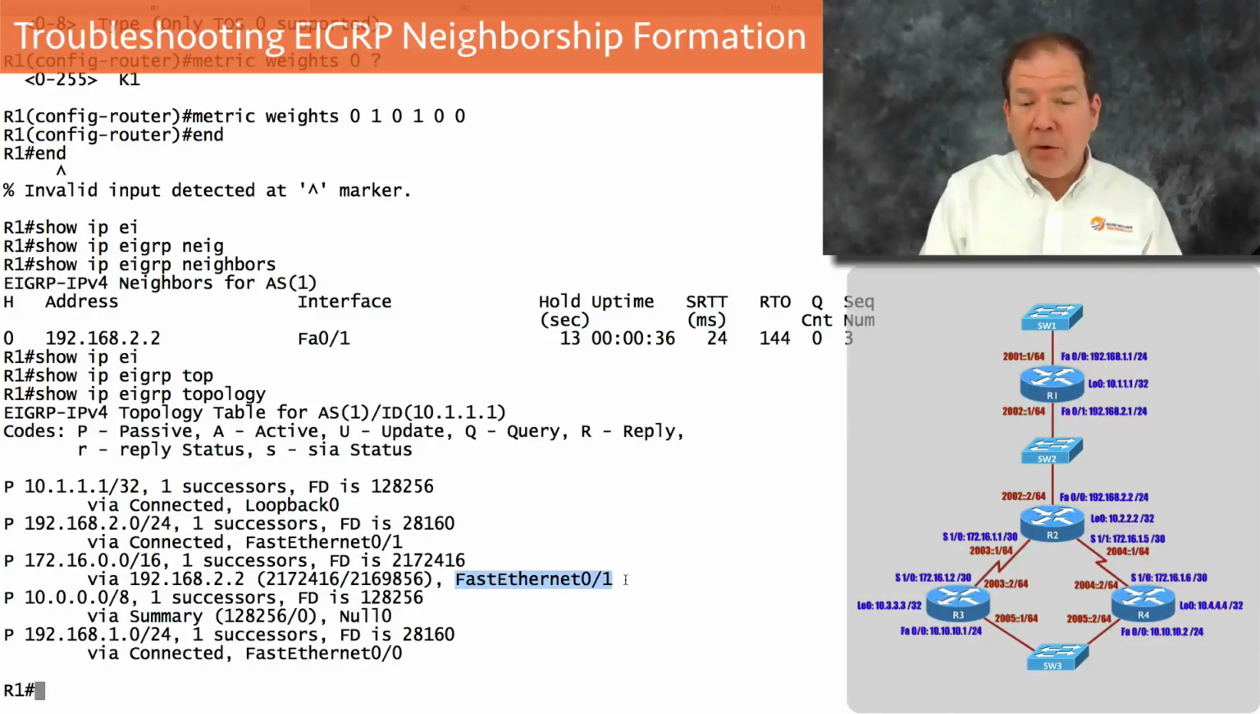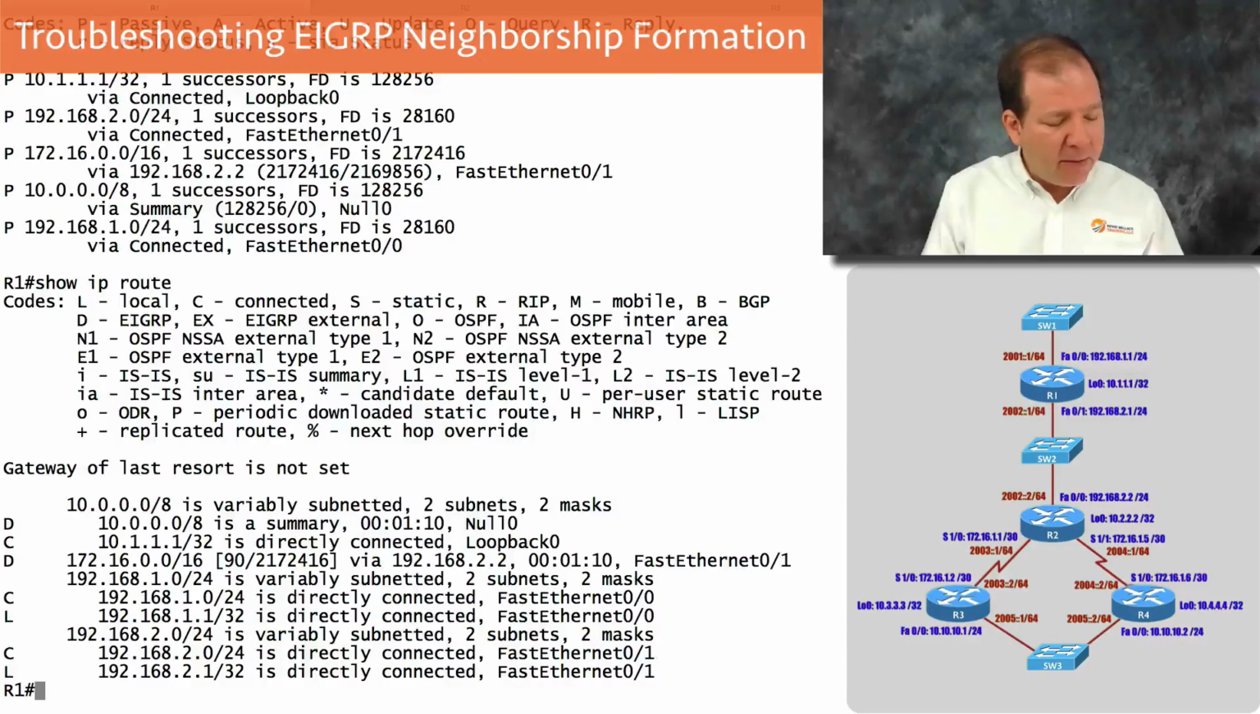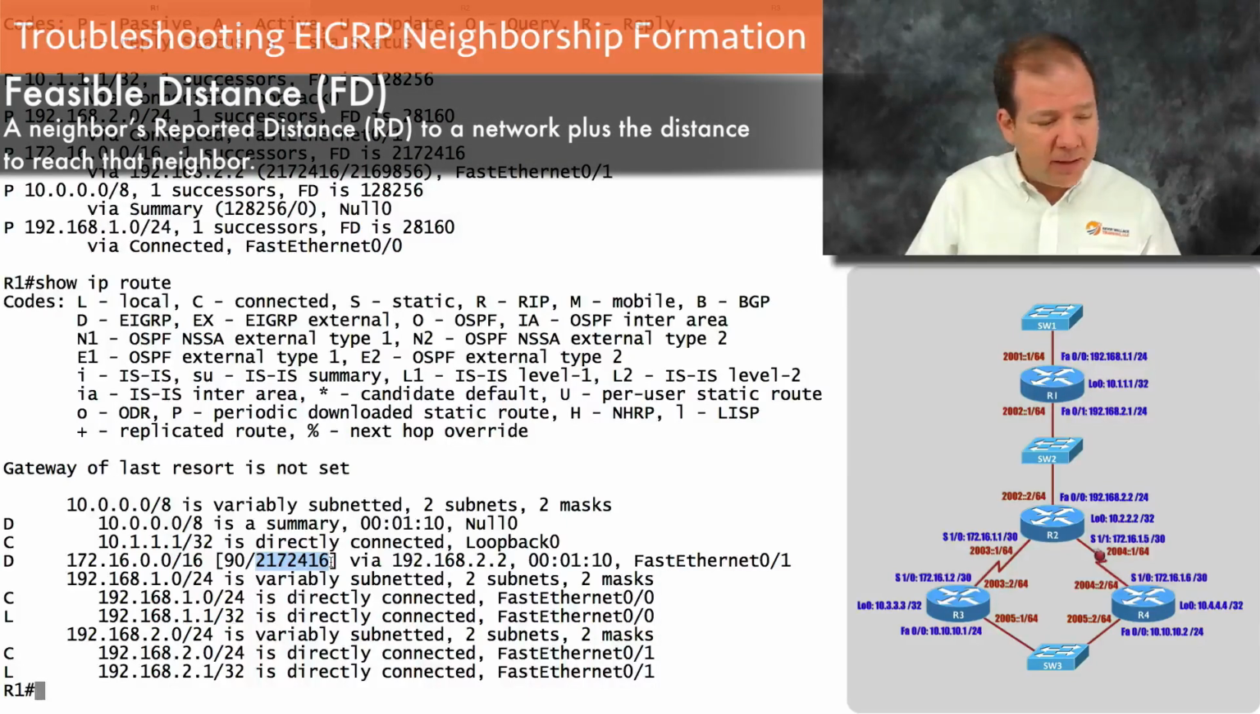In fact, if we want to see exactly what EIGRP learned routes have been injected into the IP routing table, we can do a show IP route and look for this D right here. The D code indicates EIGRP. And we can see that EIGRP has an administrative distance of 90. Here is the feasible distance to get there.